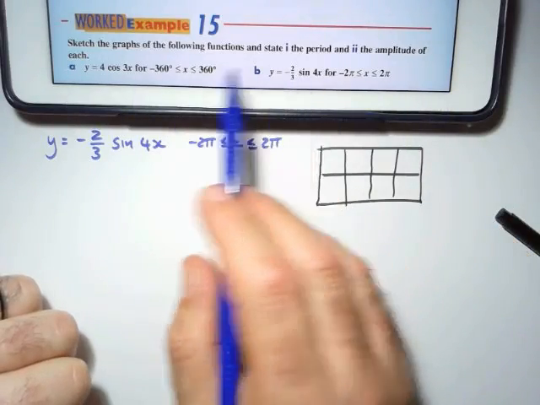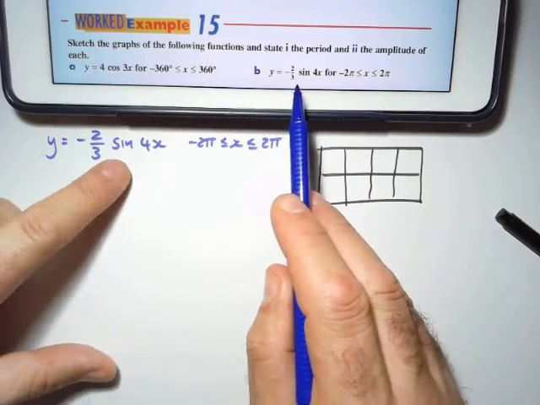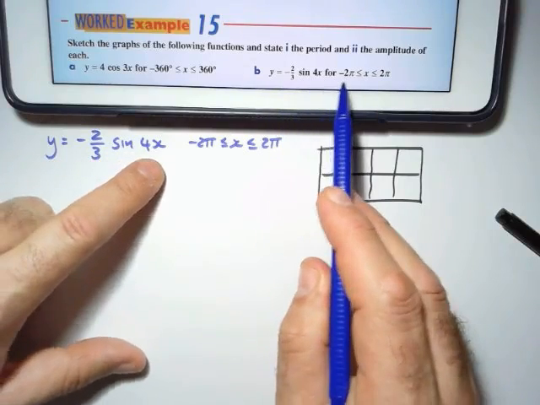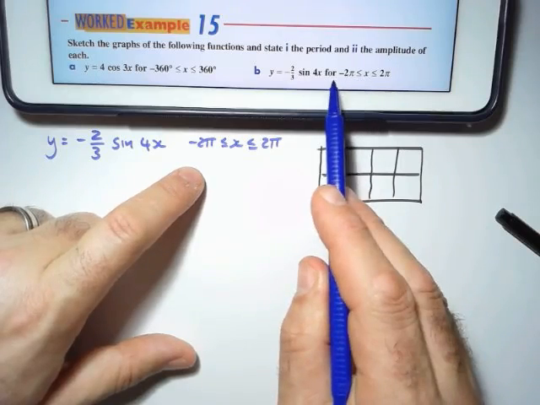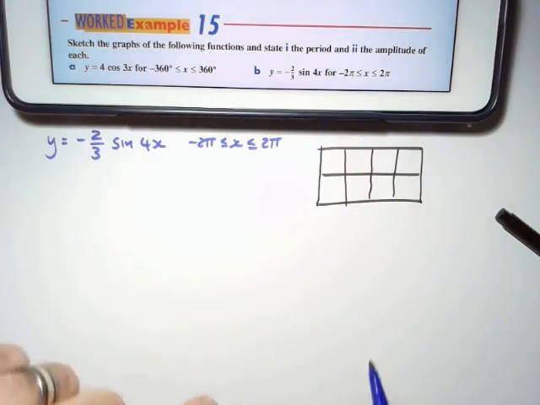Sketch the graph of the following functions. We're going to look now at B. Y equals negative 2 over 3 sine of 4x minus 2 pi from negative 2 pi to 2 pi. State the period and the amplitude.